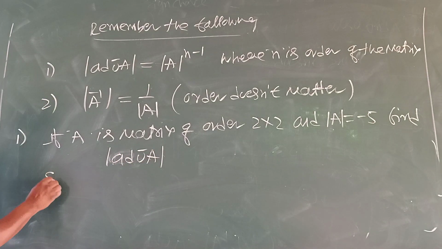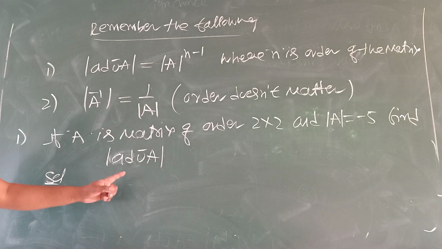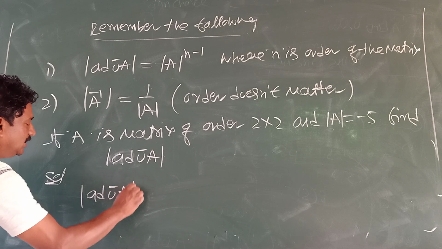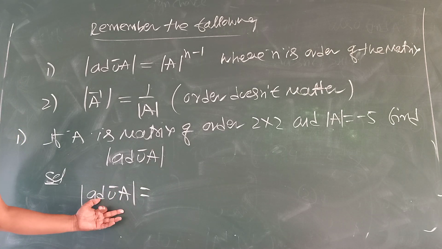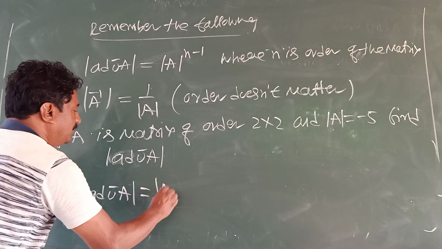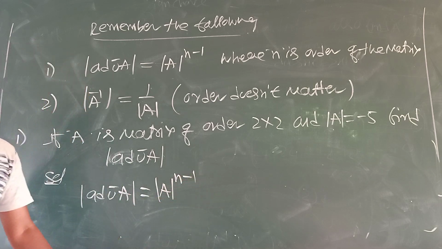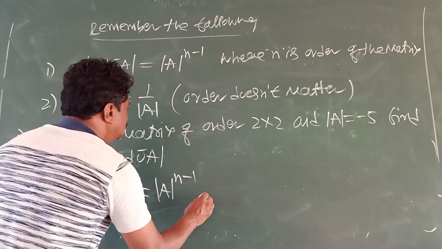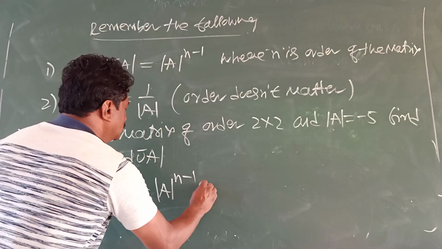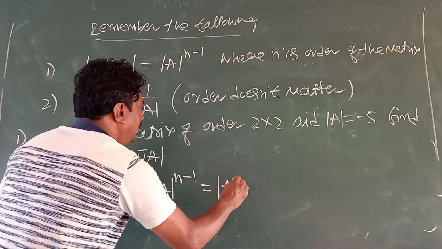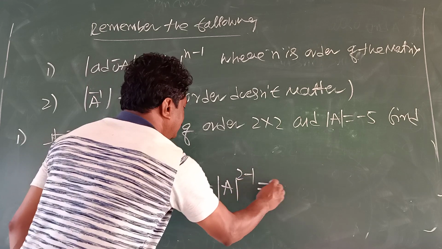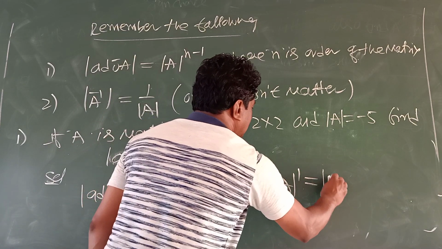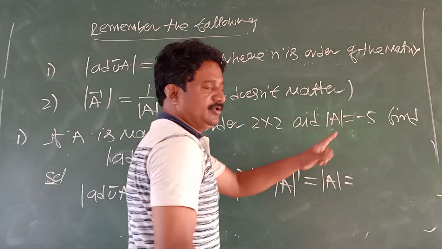As usual, solution. We have a formula: determinant of adjoint A is det A whole power n minus 1. So how much is n? 2. So det A whole power 2 minus 1, det A whole power 1. It is det A. How much is det A value?